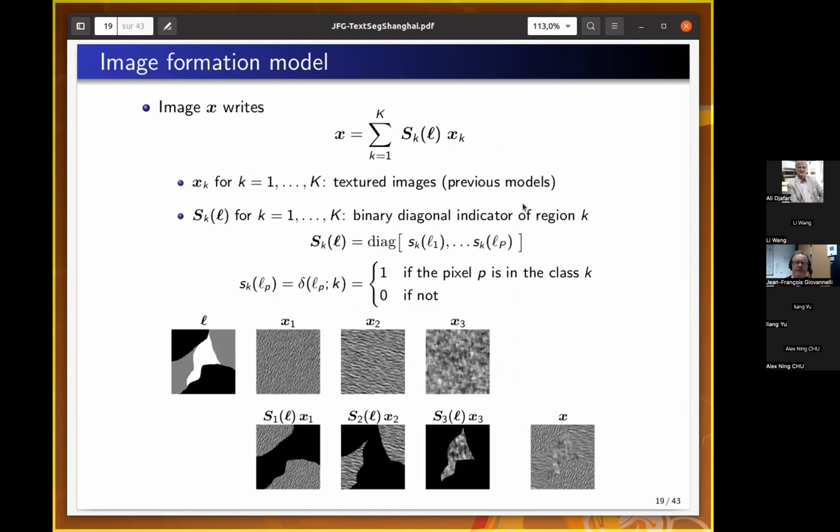Now I have my model for textures, Gaussian models. I have my model for labels, and then I can build this kind of patchwork, picking the correct pixel depending on the value of the label. It is this formula. This is the image, based on parts of these ones. And these are diagonal matrices with 0 and 1, depending on whether the pixel P is in the class K or not. And then it picks the correct pixel in the correct image to build this patchwork. And this patchwork is the unknown image. And these things are models for the unknown image.